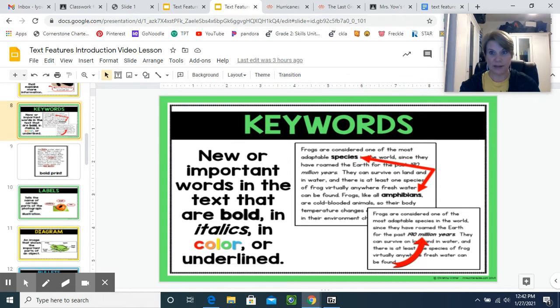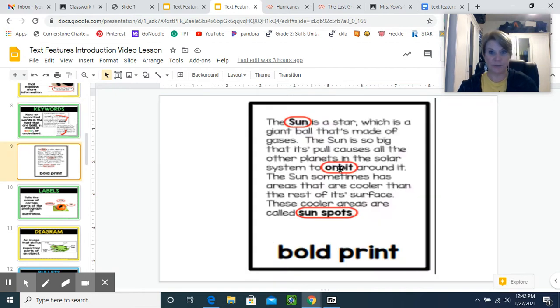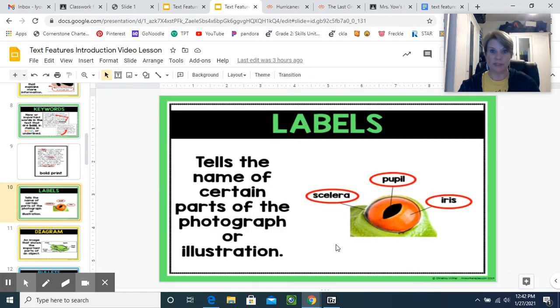All of those different examples, bold words, italics, colored print, and underlined words are all going to be key words. So they're very important for you to pay attention to. Okay. Now here's just some other examples of bold print, just so you get another example of what it looks like within a text. So you can see that sun, orbit, and sunspots are all darker print than the rest of the black print.